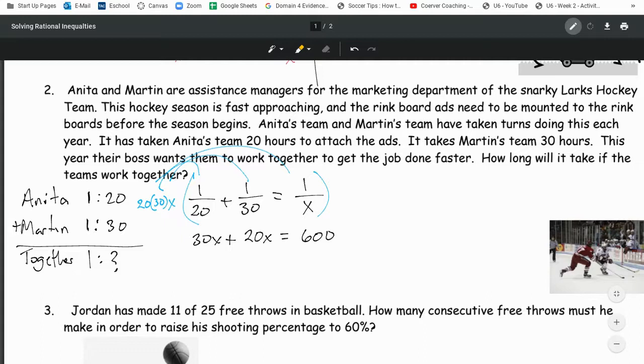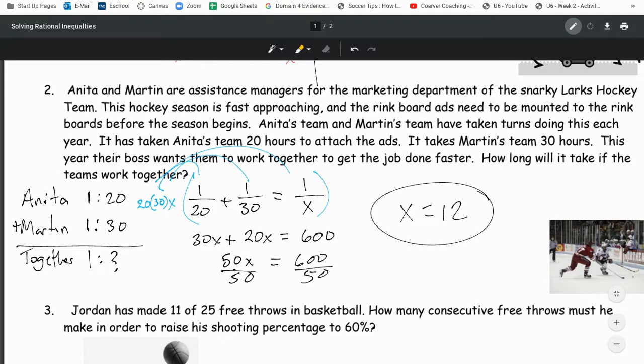And then I start solving this. 30x plus 20x gives me 50x. And then I have to divide by 50 to both sides. So x is equal to 12. So if they work together, they can get it done in 12 hours.